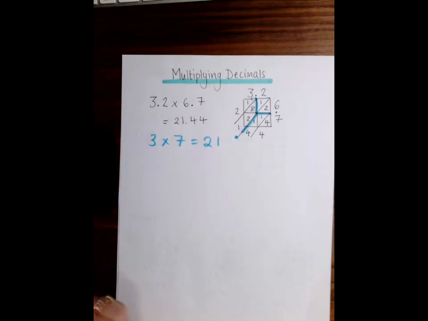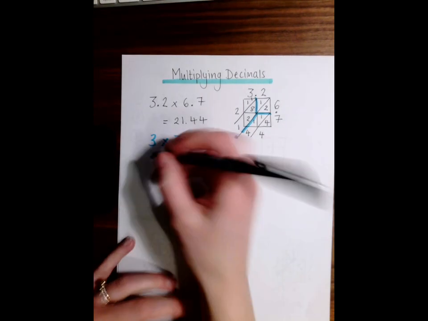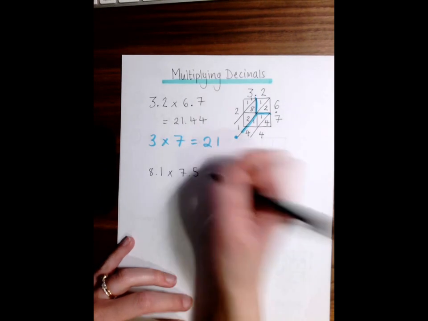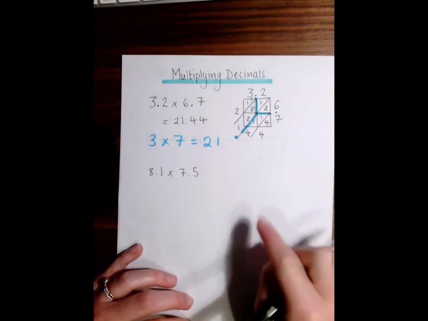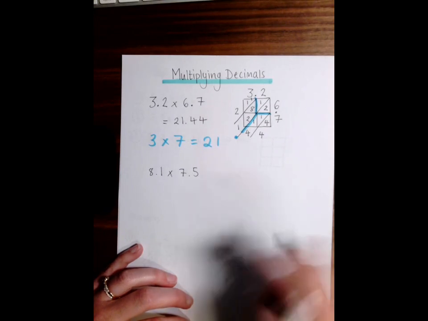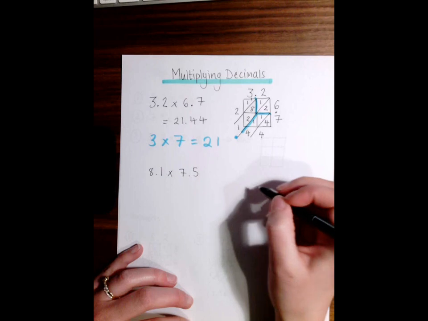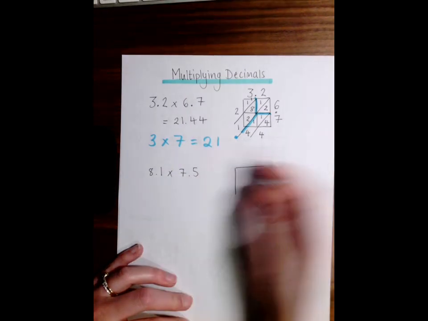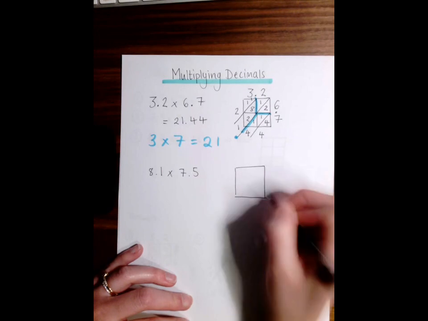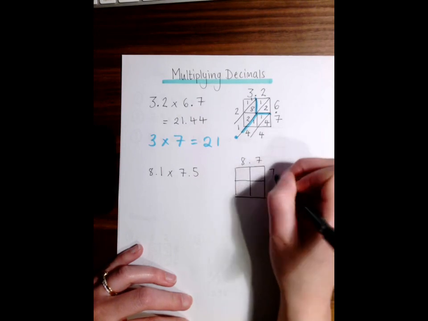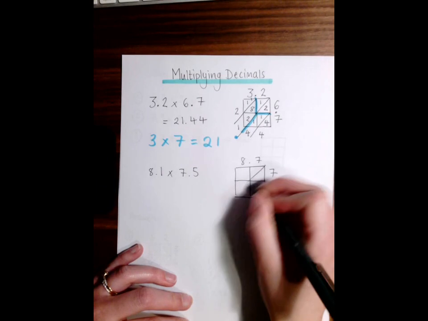Okay, I'll show you one more of those. So this time I'm going to do 8.1 times 7.5. Now, if you're feeling quite confident from watching the first bit, you can pause the video now and try this before you look at the answers, but I'm going to carry on and do this one now. So let's start off again with the 2x2 grid because we have 2 digits in each number. So 8.1 and 7.5. Draw in your diagonals as well.